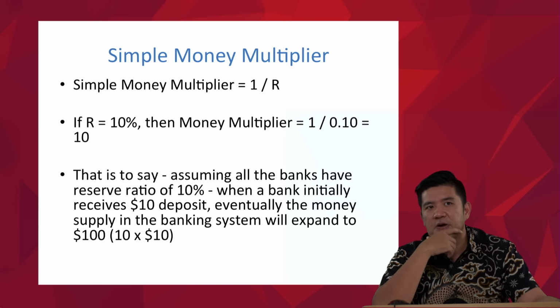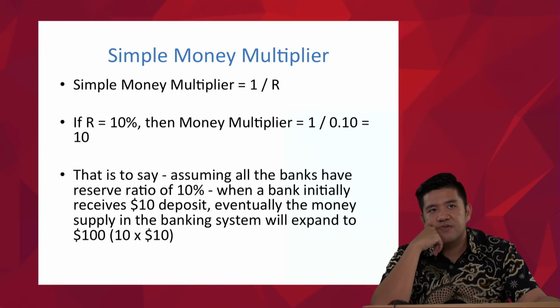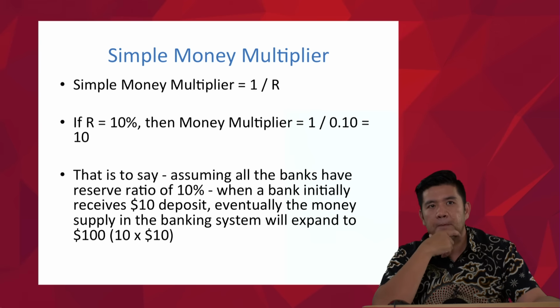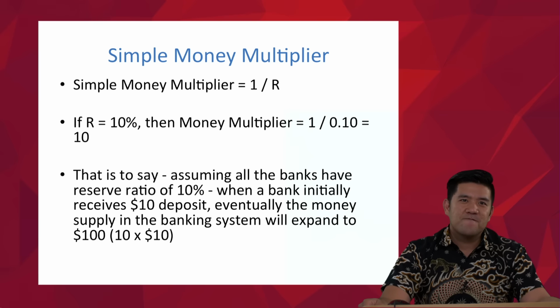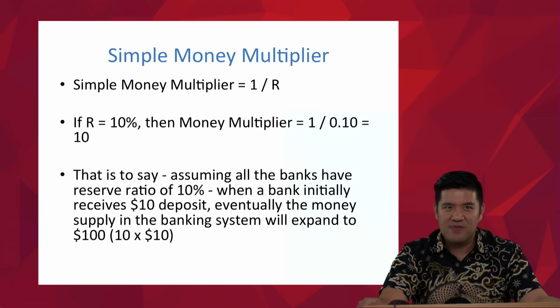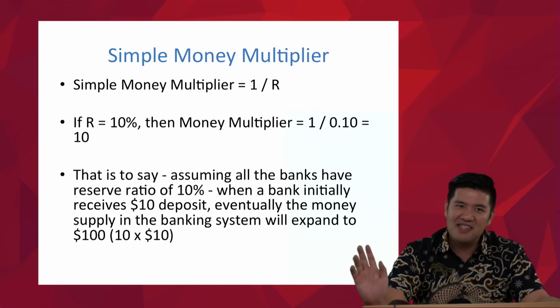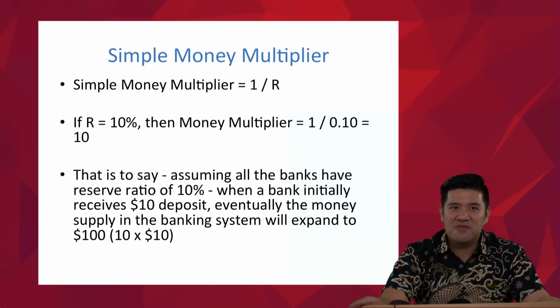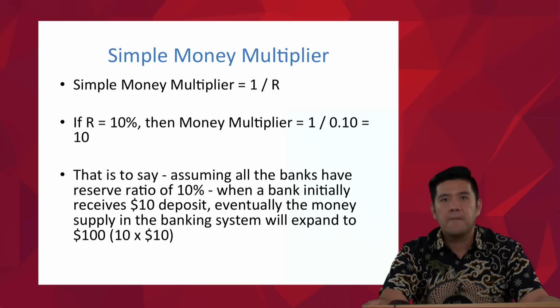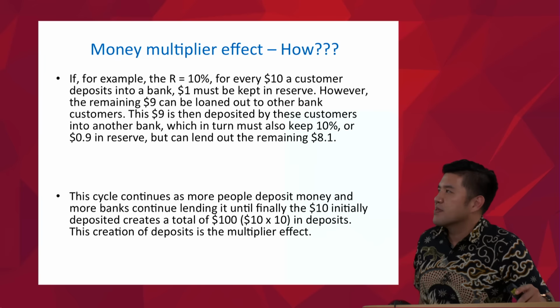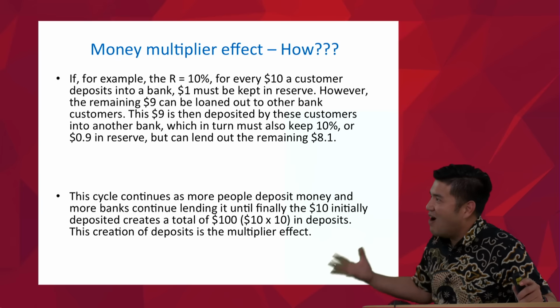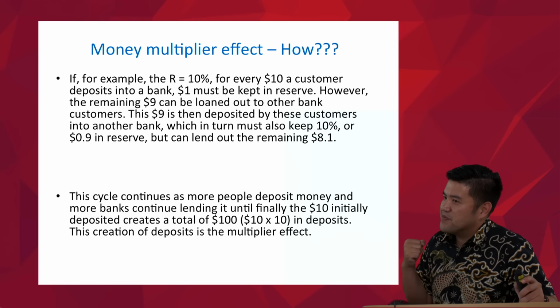Okay, let's spend a bit of a moment here to try to digest this. Okay, show me the logic of this. From 10 becomes 100 if R is equal to 10%. That follows through to money multiplier being times 10, right? Okay, money multiplier effect. How does the process happen?